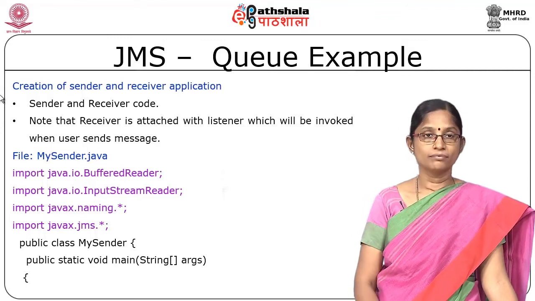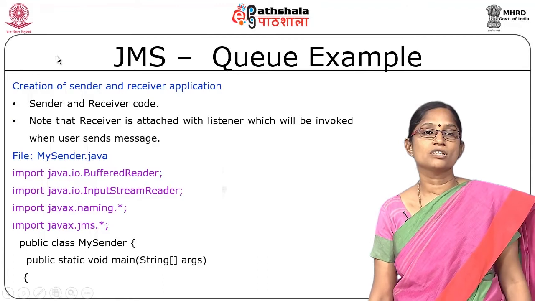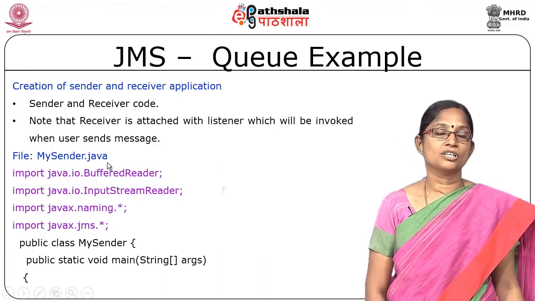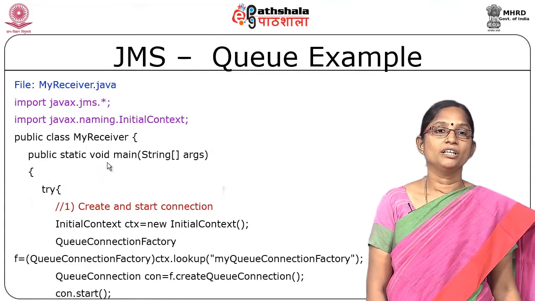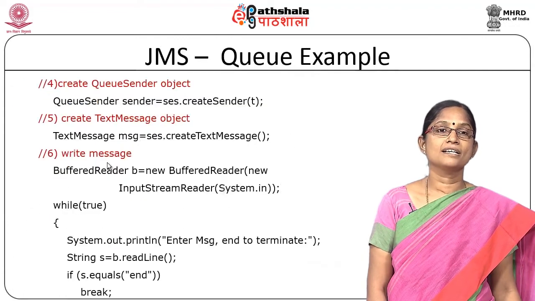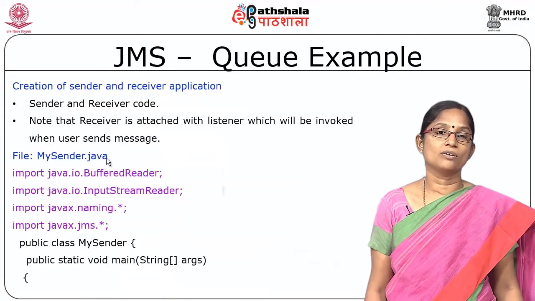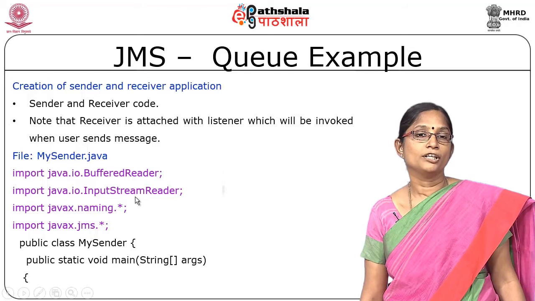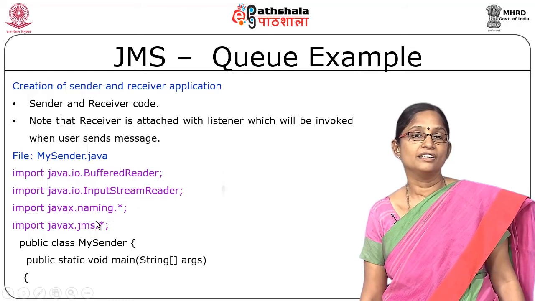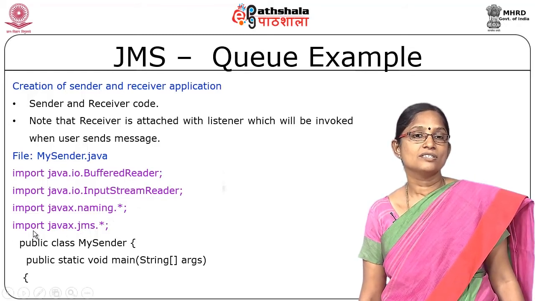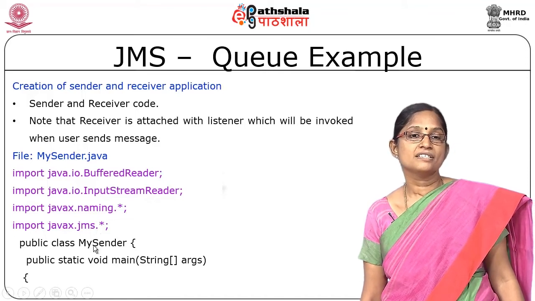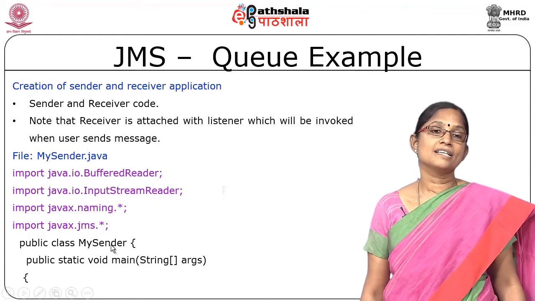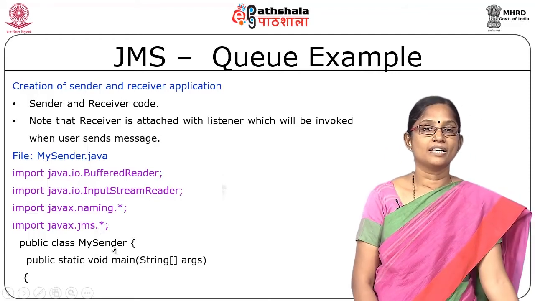Now, let us explore it with two programs. One is called MySender.java. The other one is going to be MyReceiver.java. First, let us explore MySender.java. In order to write some files, we require a BufferedReader. Then, to get the input, we make use of InputStreamReader. Then, we are going to create a messaging service, that is why we are using javax.jms. First, we create a class called Sender, which runs on the sender side.